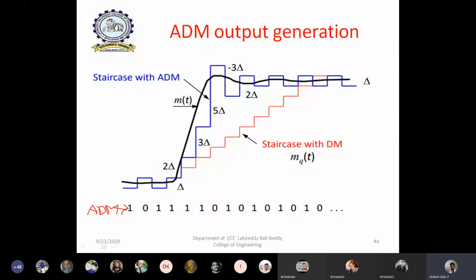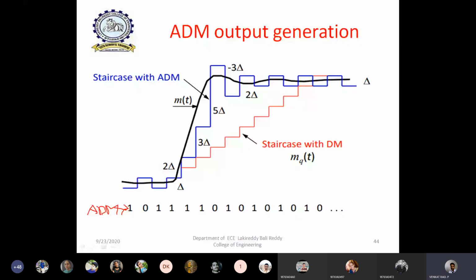Again, here input is greater, so 1. Again, input is greater, 1. Again, input is greater than this one, 1. If you observe here, the input is less than the previous value of the staircase waveform, so we are getting 0. Similarly, here input is greater than previous value of the step size, so difference is positive, so output will be 1. Whenever we find that the input is higher, always we get a binary 1. Whenever we find the input is lower, we find output as 0. Like that, binary bit sequence is obtained at the output of delta modulation.